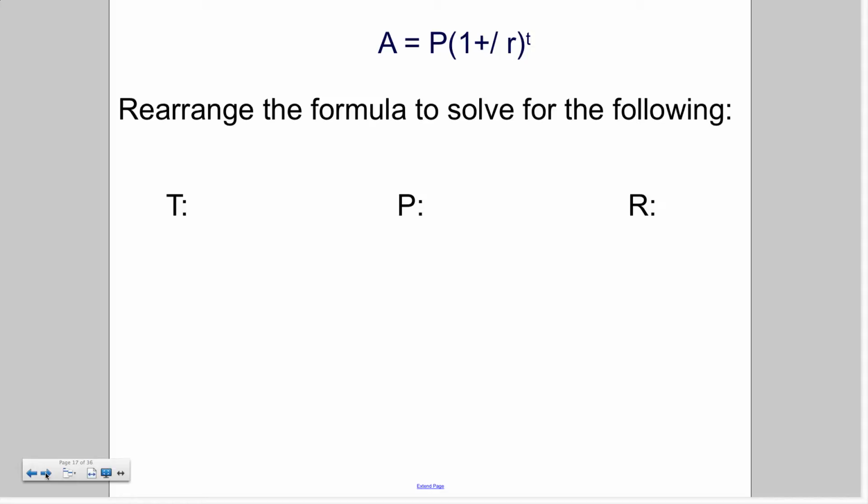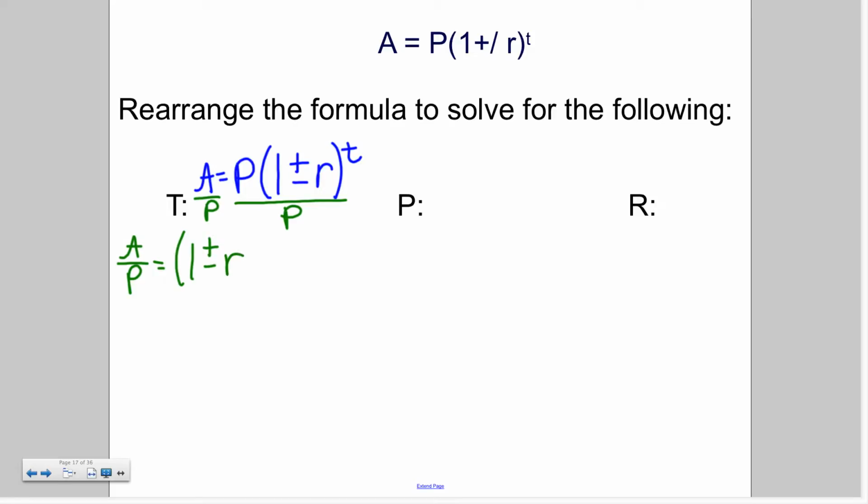So another formula that we've used. We're going to solve for T first. A is equal to P times 1 plus or minus R to the T. All right, first step, get rid of that P. Divide by P. We're going to have A divided by P is equal to 1 plus or minus R to the T. Now again, I want to rewrite this the way we're used to seeing it. So 1 plus or minus R to the T is equal to A over P.